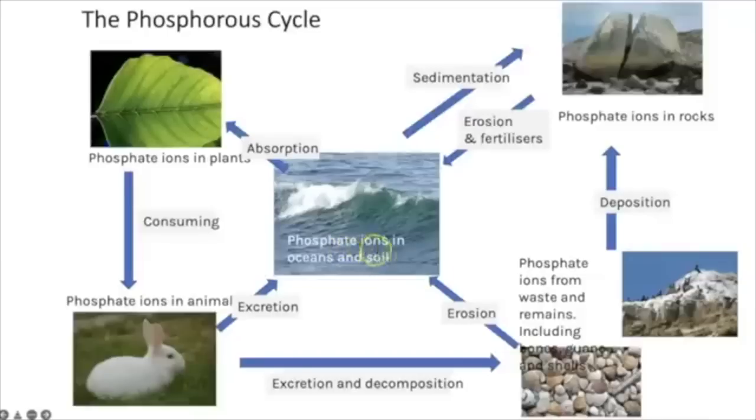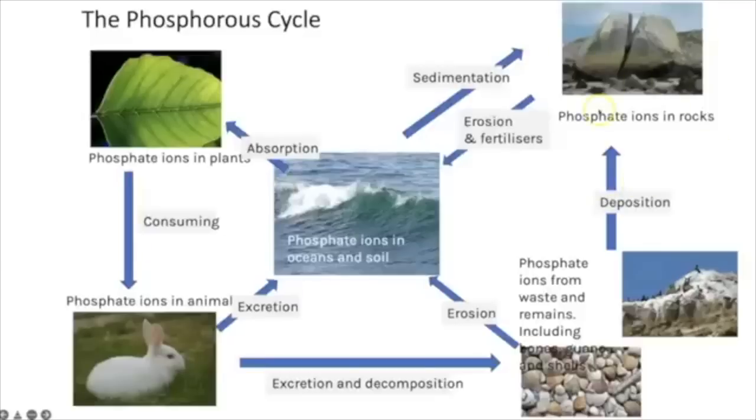As well as returning it to the soil, we also have decomposition. And phosphate ions from waste and remains are going to be broken down. So animals which have a shell, but also bones, contain phosphate ions. And those can be eroded to release the phosphate ions back into the ocean or the soil. The other thing you can have, which we can see in this image, is guano. And guano is from bird feces, and it's this white layer you can see on the rocks. So it's a type of excrement which is really rich in phosphate ions.